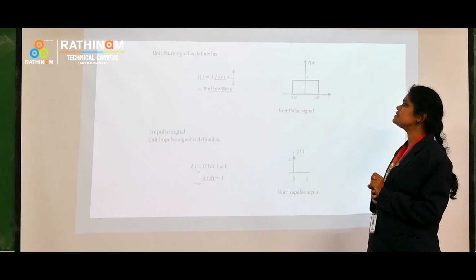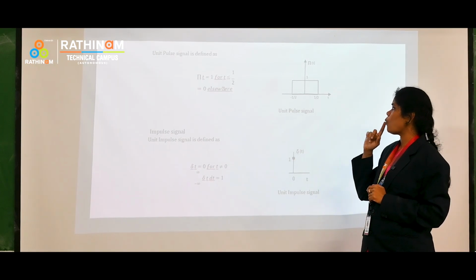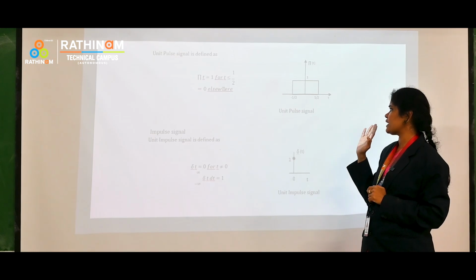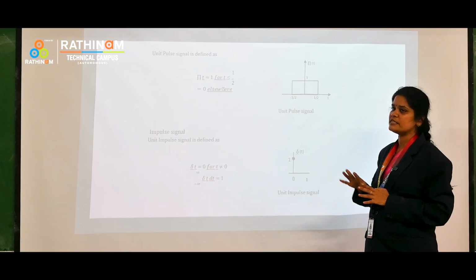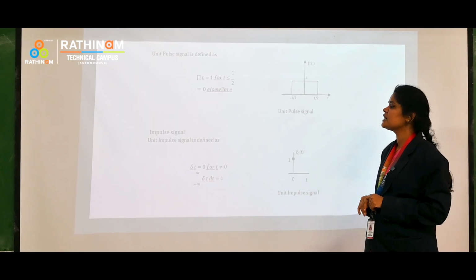Next is the unit pulse signal. The expression for the unit pulse signal is pi of t is equal to 1 only when the time interval is minus 1 by 2 to 1 by 2, and 0 elsewhere. If the signal satisfies this condition, it is called a unit pulse signal.